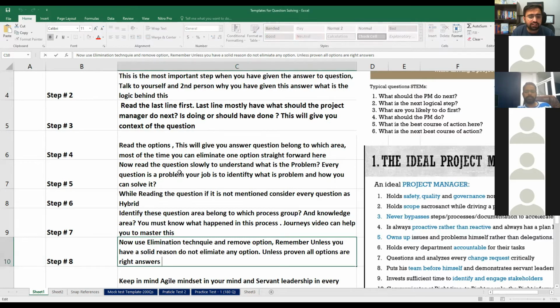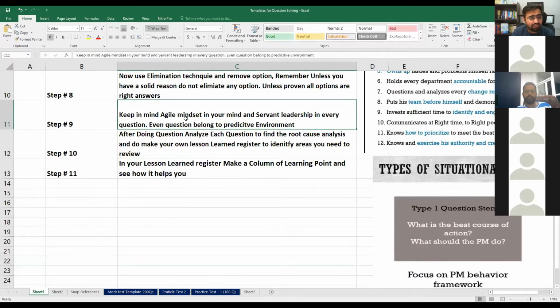I highly recommend that for whatever question you are doing, you have an agile mindset and servant leadership so that you can solve each and every question in a positive way.